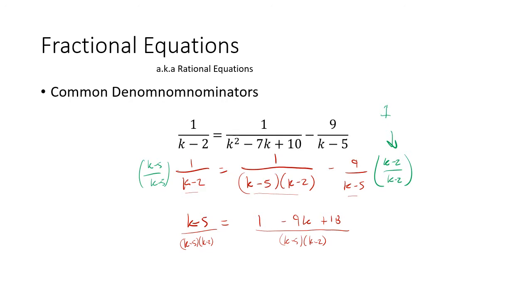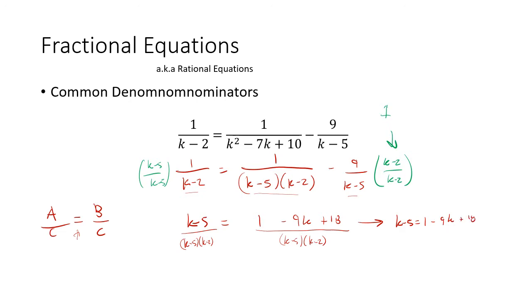The reason is because we have something in the form of A over C is equal to B over C. And if this is a statement that's true, which it is because of the equal sign, this means that A is equal to B. Because if something over C is equal to something else over C, then those two somethings have to be equal. So in this case, K minus 5 has to equal 1 minus 9K plus 18. So for now, we're just going to solve the numerators.